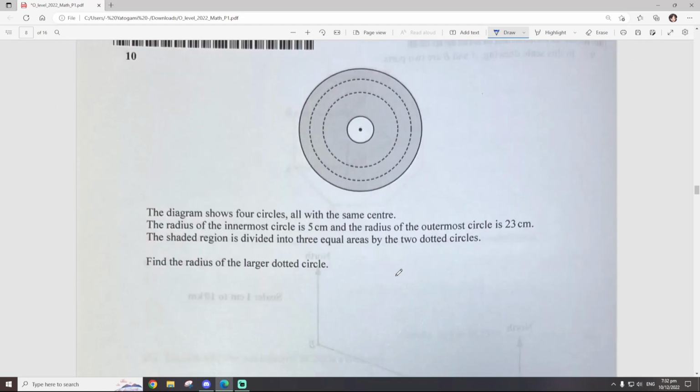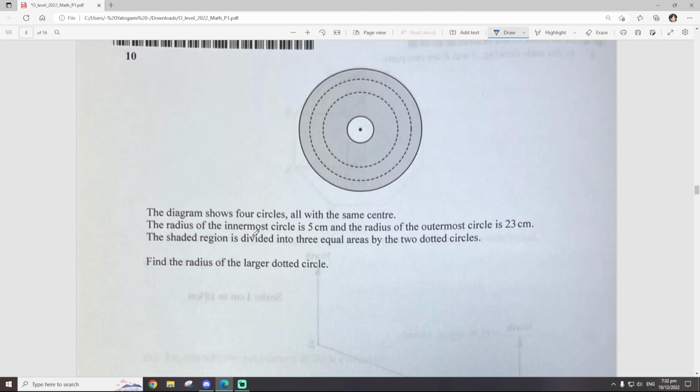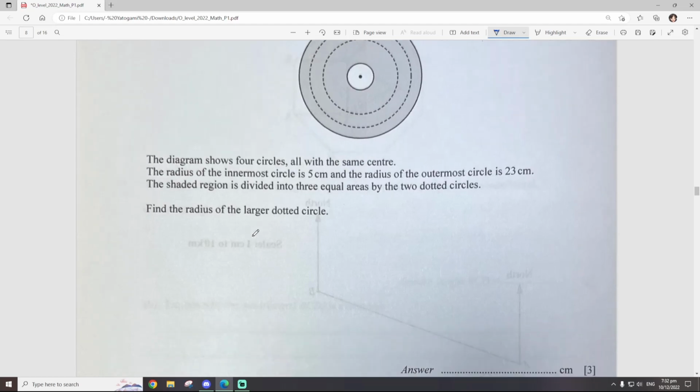Question 10. Oh, this one. This one's slightly tricky. The diagram shows 4 circles, all with the same center. The radius of the innermost is 5. The radius of the outermost is 23. The shaded region is divided into 3 equal areas. What is the radius of the larger dotted circle?